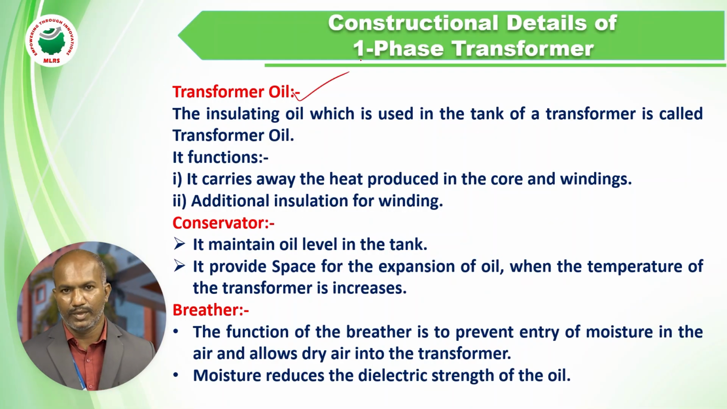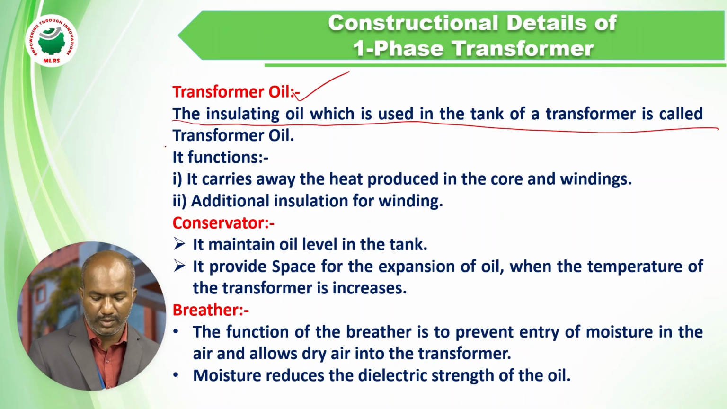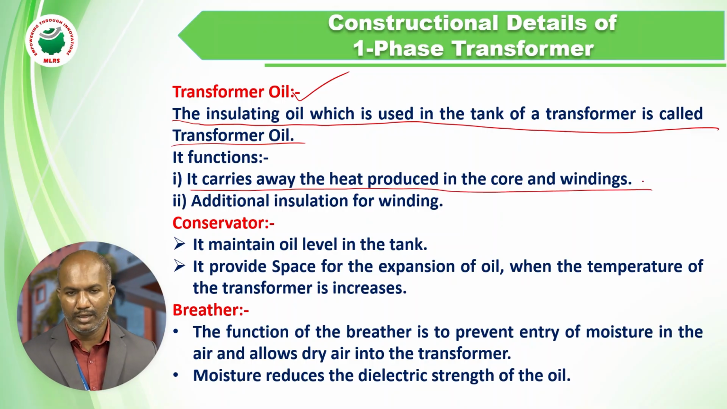The next one is transformer oil. What is the duty of the transformer oil? The insulating oil which is used in the tank of the transformer is called transformer oil. What are its functions? It carries away the heat produced in the core and windings. We know that windings carry current and have copper losses. Because of those losses, the windings get heated. The duty of the oil is to absorb the heat produced by the windings. The second one is additional insulation for the winding.